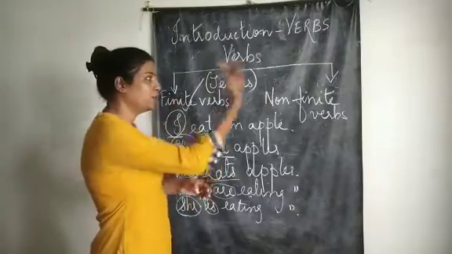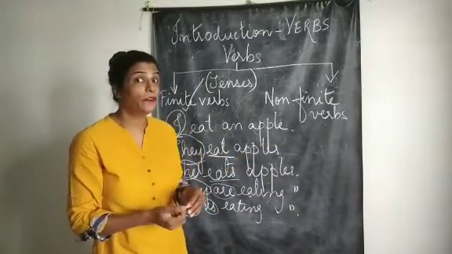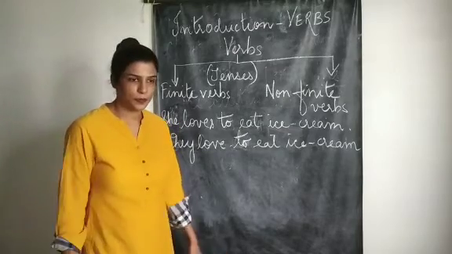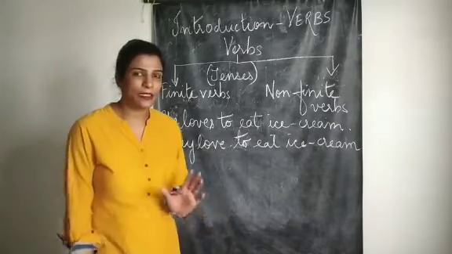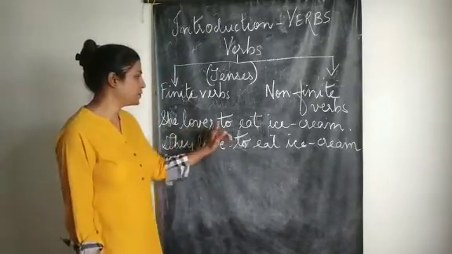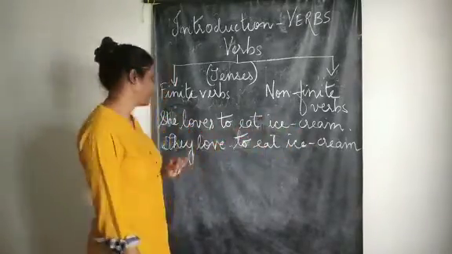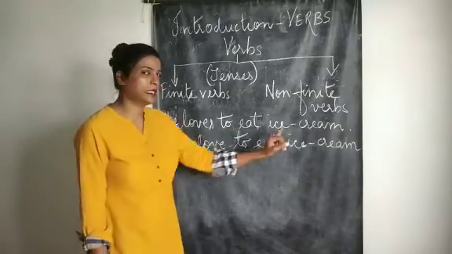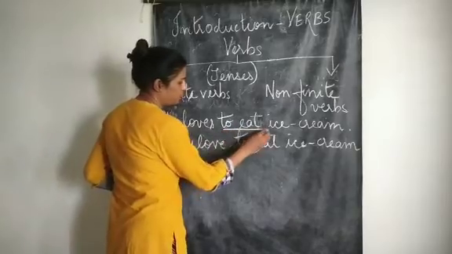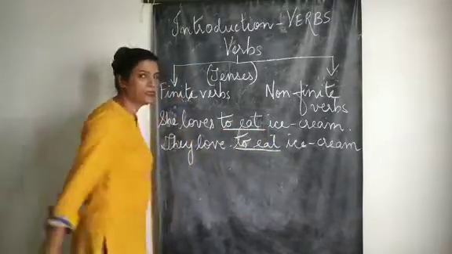Now let's see what are non-finite verbs. I have written two examples on the board. She loves to eat ice cream. They love to eat ice cream. Now I will underline two words over here, to eat and to eat.